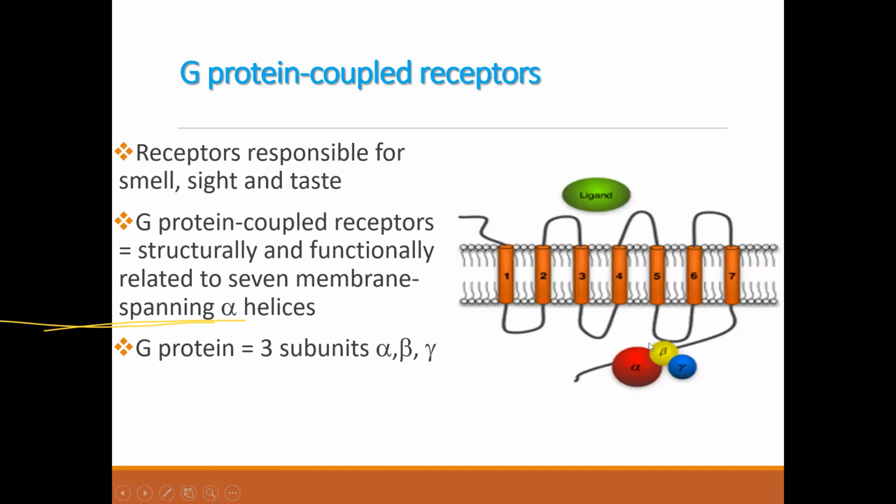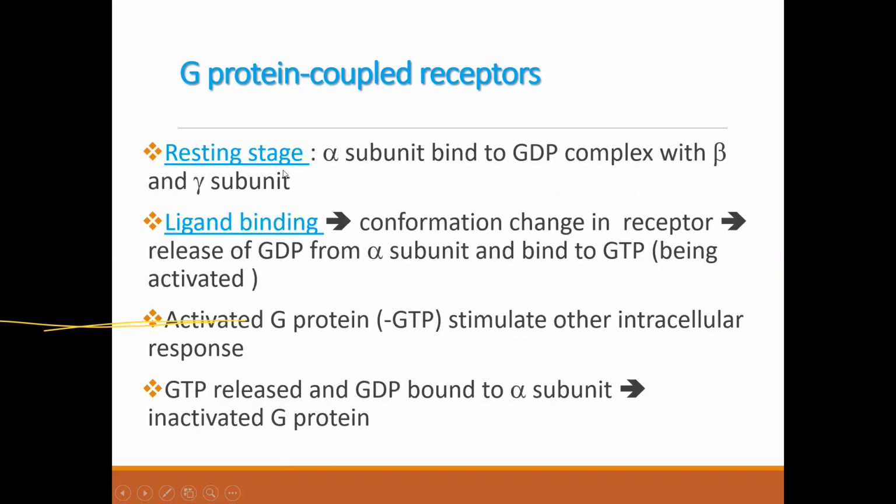This is the G protein. G protein is composed of 3 subunits: alpha subunit, beta subunit, and gamma subunit. This G protein is linked to the 7-pass receptor. Okay, how does the G protein coupled receptor work?